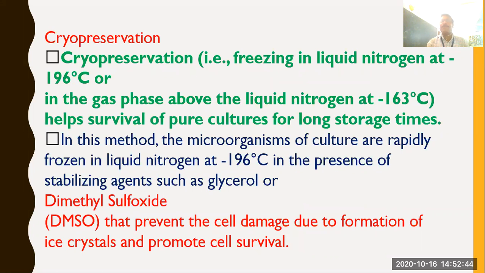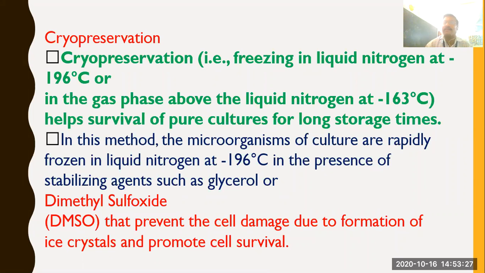Another method is known as cryopreservation. This is the preservation of the culture in liquid nitrogen as well as the vapors of liquid nitrogen. The temperature will be minus 196 as well as minus 163 degrees Celsius. In this method, your microbial cultures of interest are rapidly frozen in liquid nitrogen. When you dip the culture, within a few seconds the entire culture gets frozen.